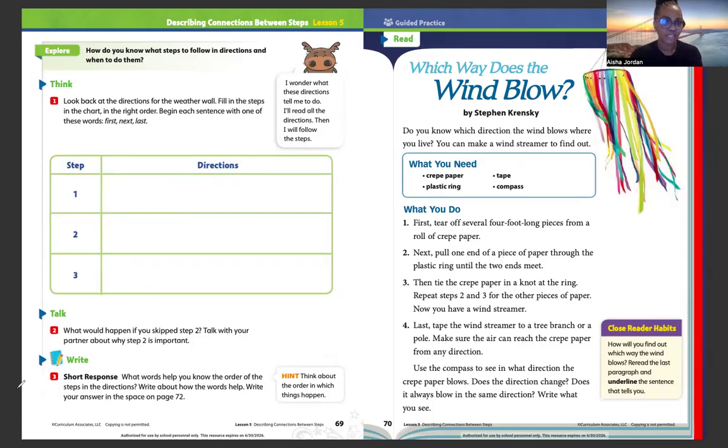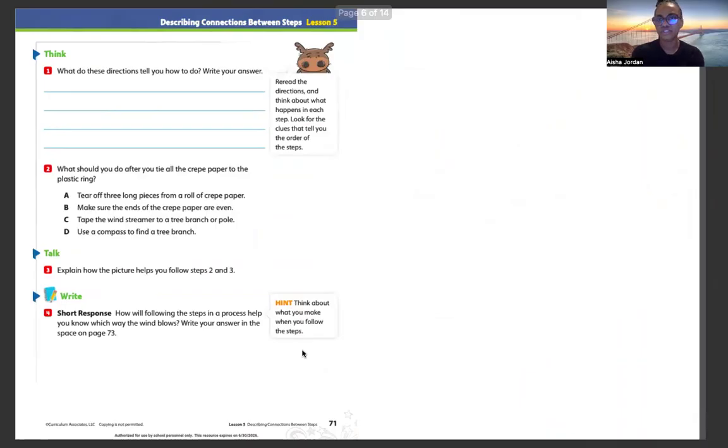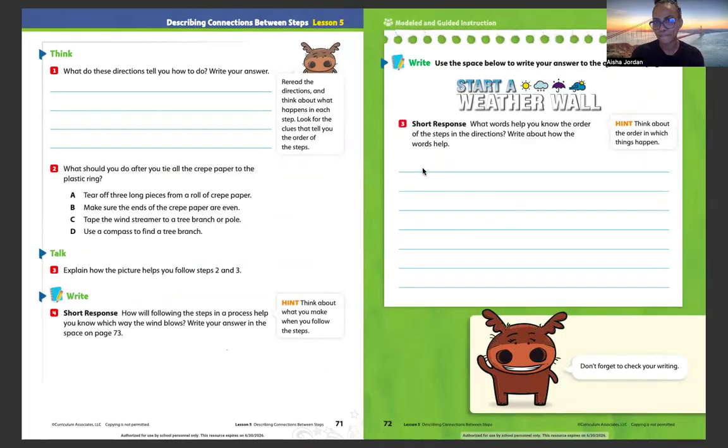I'm going to use my handy dandy pen here. I want you to look here. I want you to think about what words will help you know the order of steps in the directions, okay? You can use your page 72 to write about the words that help. Write your answer in the space on page 72. Now, I want you to just start thinking about it. You don't have to do page 72 yet. There we go, 72 is right there. It's just a space for you to write, which we will do tomorrow, but I want you to start thinking about it.